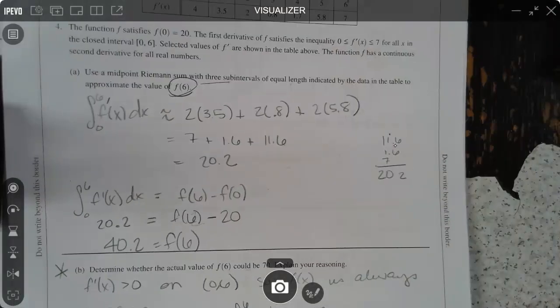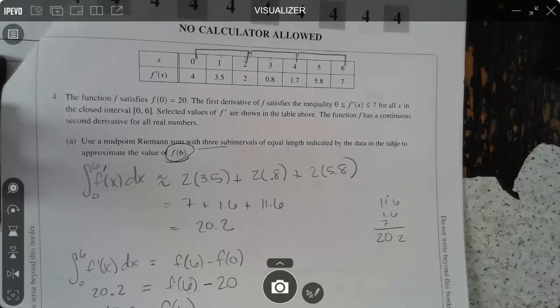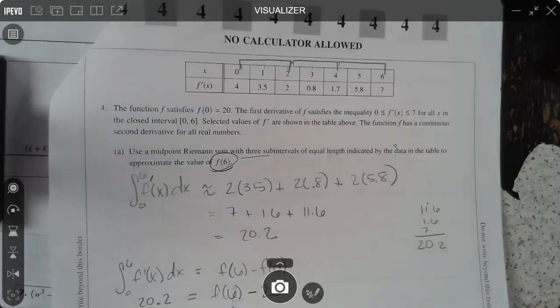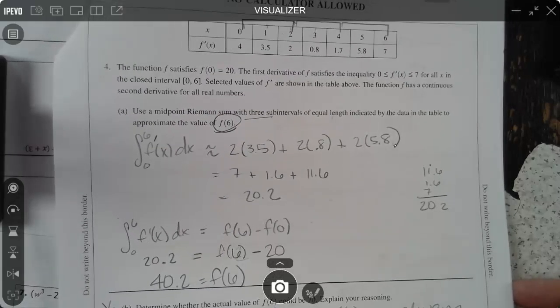Number 4. Y'all, what the heck? Okay. Clearly, a lot of us forgot how to do this one. All right. I've got the same answer.